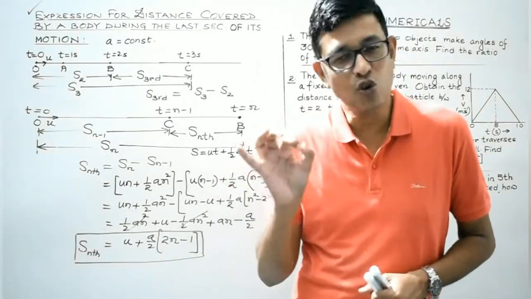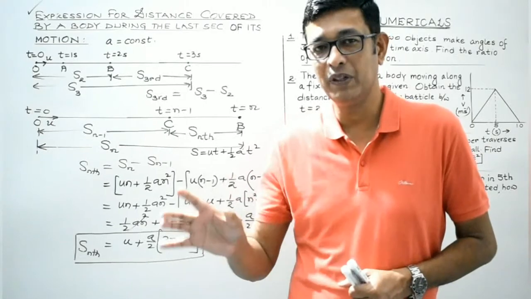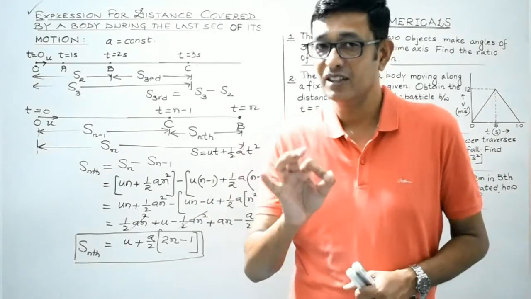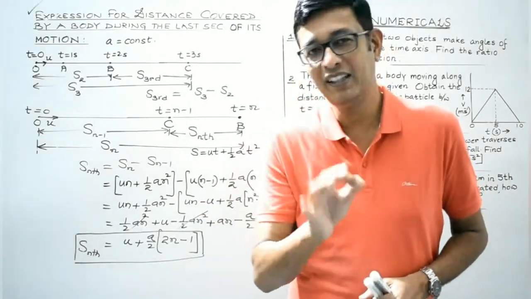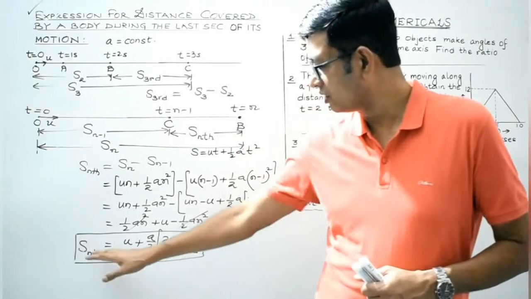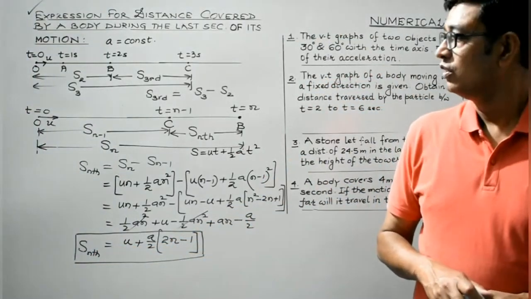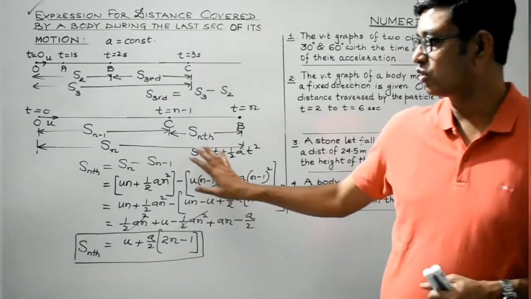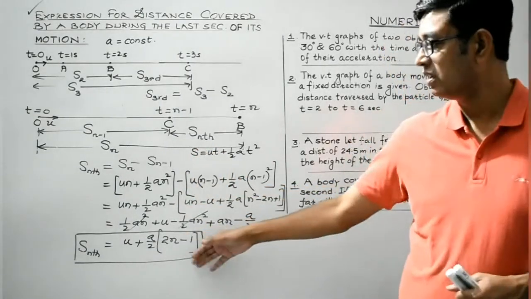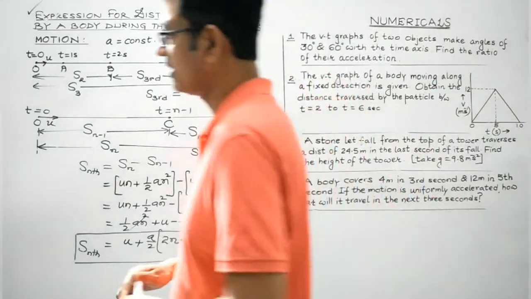N is the total time taken by the body to complete its journey. And the body is in uniformly accelerated motion. So this is a very important formula. Right, students? So now we are in a position to solve certain questions based on this particular formula. Right? Let's attempt one by one.